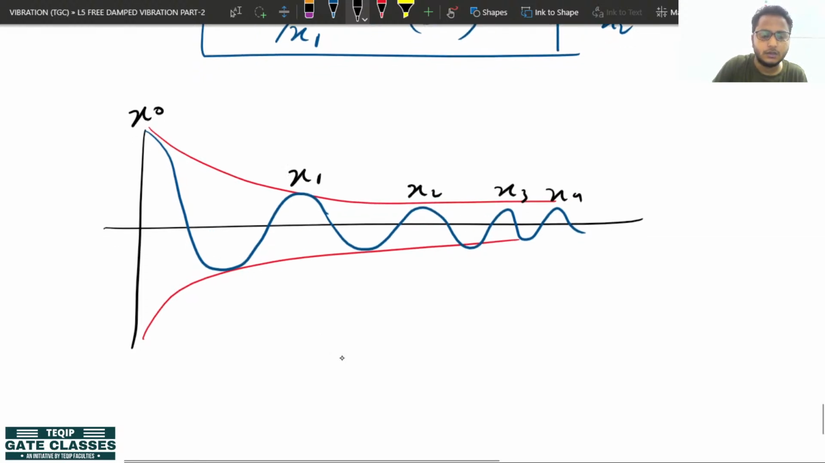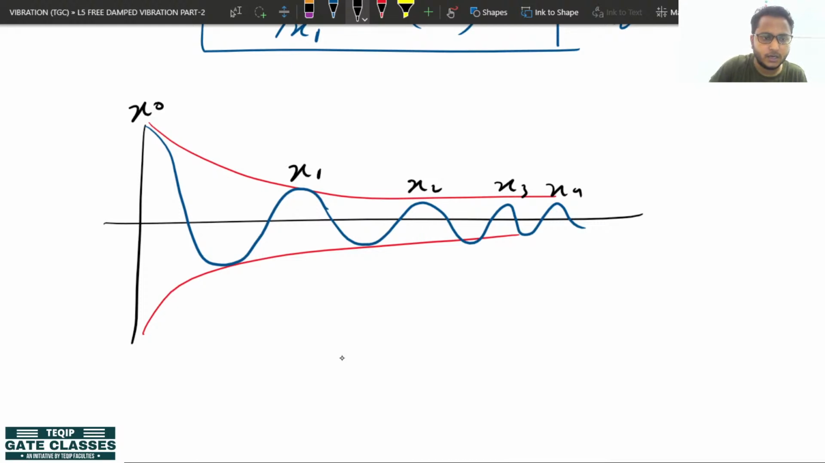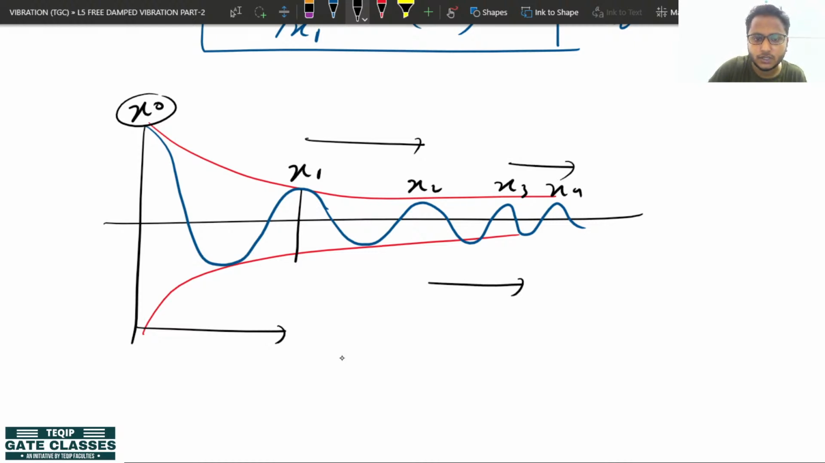What is the meaning of x naught? It is the amplitude at the start of the first cycle. This is the first cycle, then this is the second cycle, then the third cycle, and this is the fourth cycle. And what can we name this x1? This x1 is the amplitude at the start of the second cycle, or we can say it is the amplitude at the end of the first cycle. Am I right?